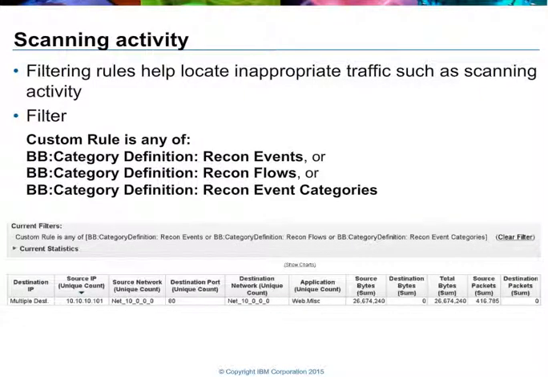One of the features of QRadar's search capabilities is that you can actually use rules from the rules engine as arguments within your searches. In this example, we're using one of our building blocks for reconnaissance events to search against existing log events. You can use the custom rule is any of quick filter to test any of the rules within the rules engine, including those rules that are not enabled.